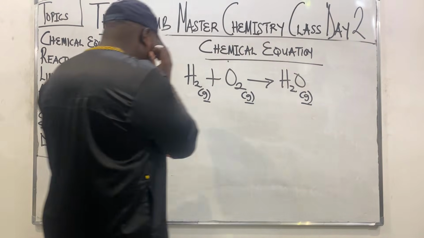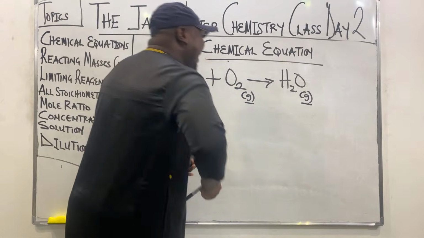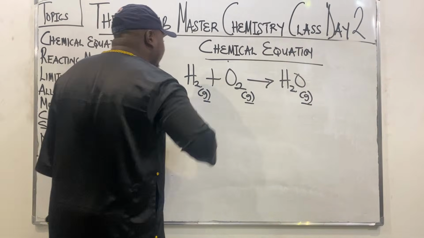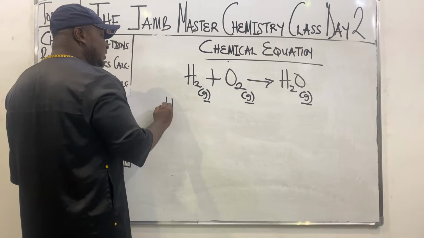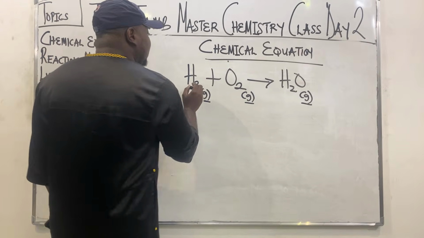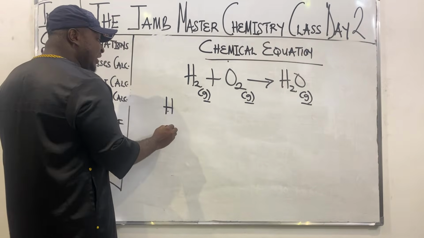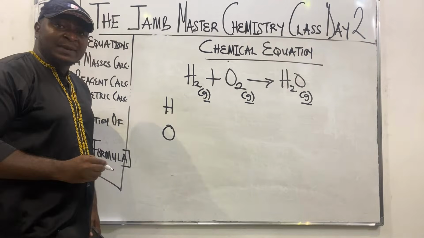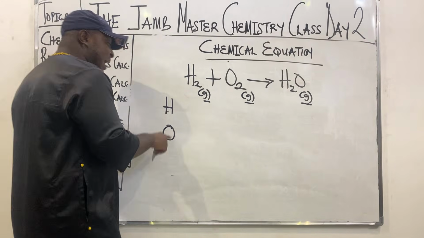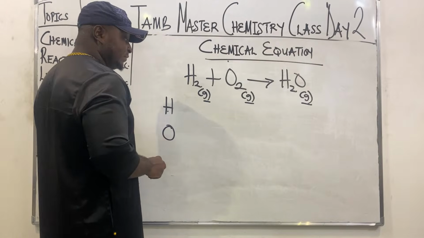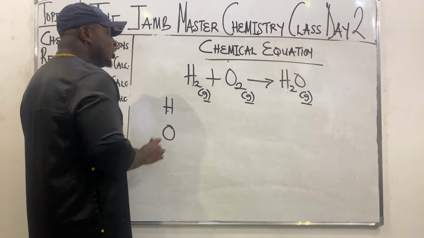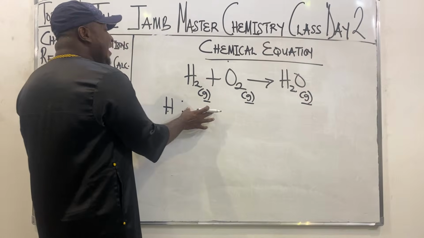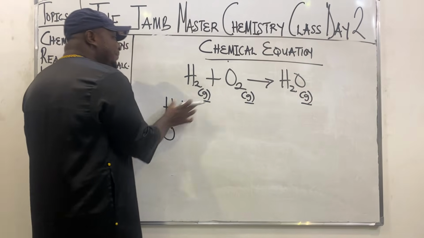Now let's move forward. How do we know when a chemical equation is balanced? Class, first of all, you will list out all the atoms that are in the chemical equation. This chemical equation contains two atoms, hydrogen and oxygen. After listing the two atoms, class, you're going to ask yourself, account for how many hydrogen are present on the left hand side.